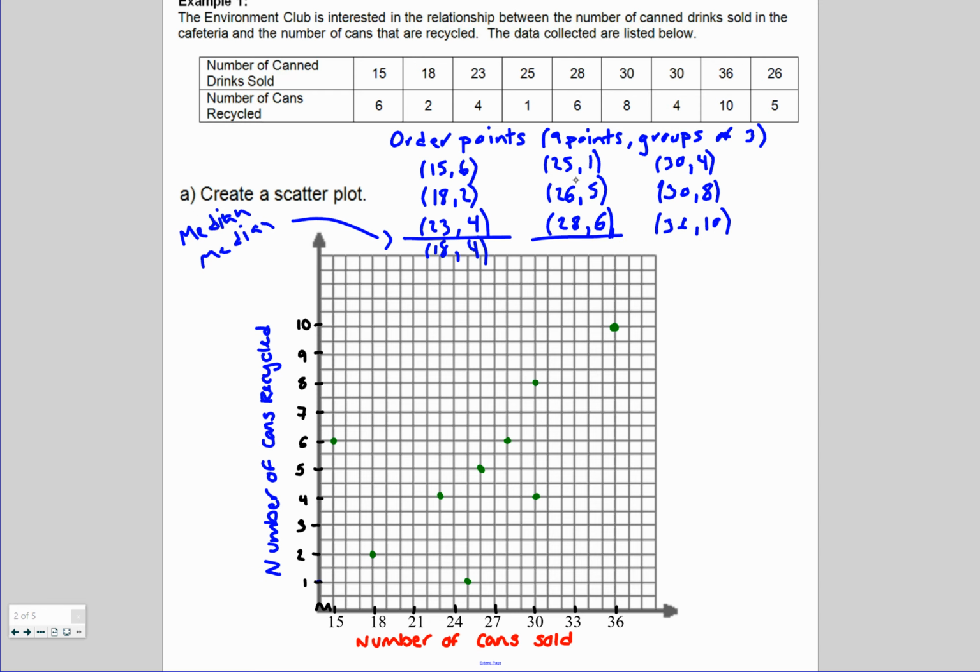The next set, we have 25, 26, 28. 26 is the middle. Then look at the y separately. They happen to be ordered, so 1, 5, 6. So it's actually 5. And then look at these separately. So that's 30 and 8. Save it a little bit.